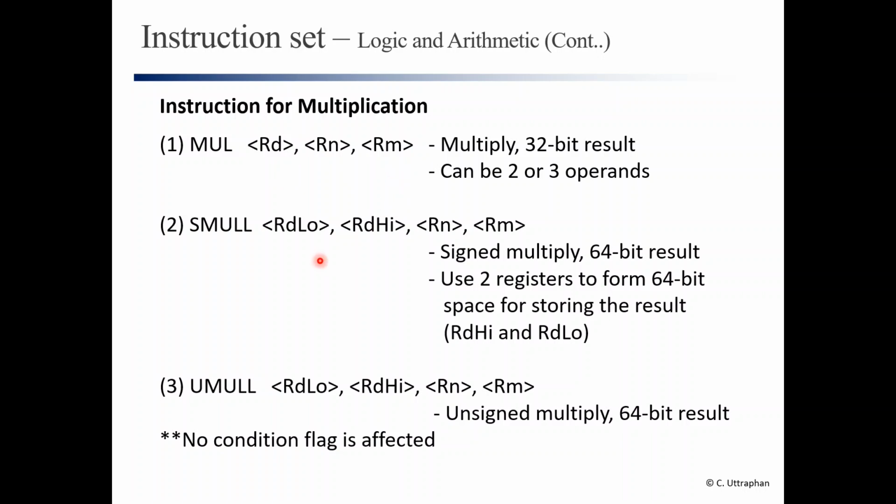For the SMULL, the signed multiply, the result can be up to 64-bit. To do this, we need 2 general-purpose registers to store the result. The lower 32-bit result will be stored in RdLo, and the higher 32-bit result will be stored in RdHi. The last multiplication instruction is the UMULL, where the operation is similar to SMULL, but for unsigned numbers. Therefore, the result is 64-bit as well.